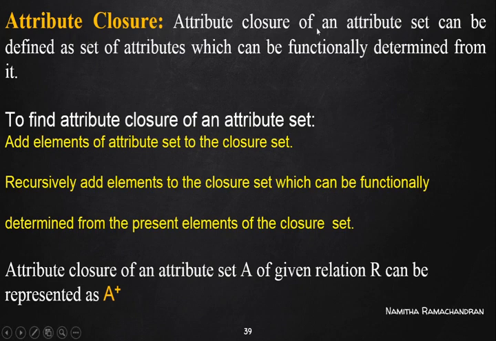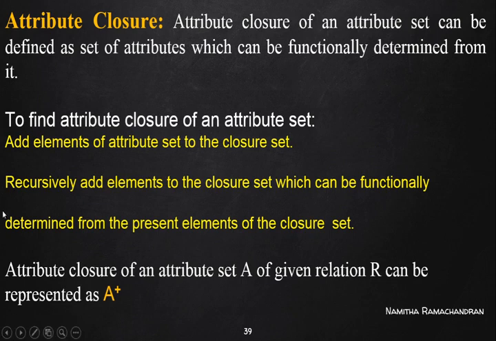Attribute closure of a given set of attributes is a set of attributes which can be functionally determined from the given set. That means you are given a set of attributes and asked to find out the closure set of the given set. What we want to do is identify all the attributes of the relation that can be functionally derived from the given set. So the resultant set forms the attribute closure.